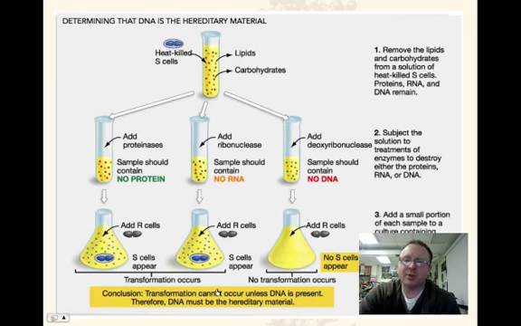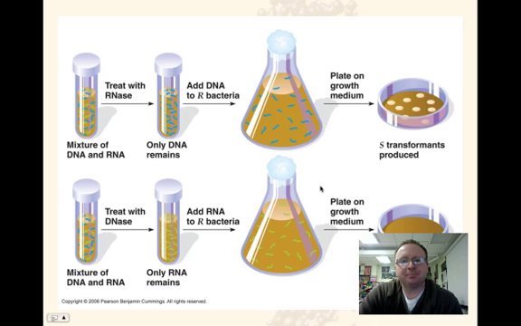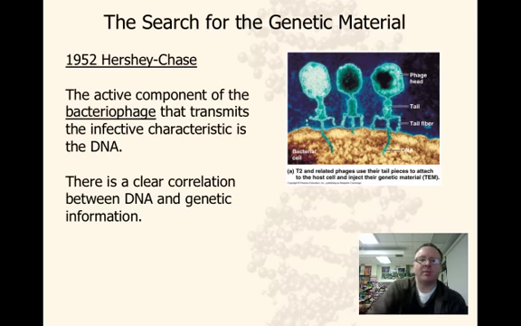Now at this point, you would think that this is pretty solid evidence that DNA is the genetic material. We know it's either protein or DNA, and DNA seems to be in control of transformation. But there were still scientists that were skeptical. They really thought that protein was it. There was one final experiment that was conducted in 1952 by a research pair called Hershey and Chase.